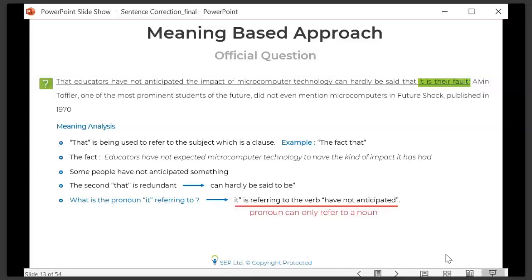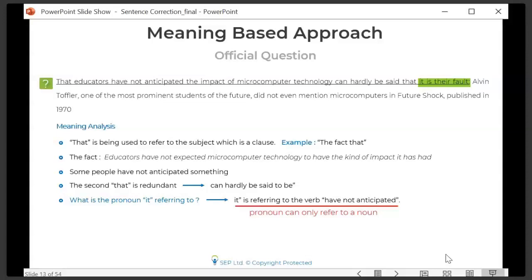So again, this we were able to identify because we were trying to break down the sentence into small pieces and understand the role of each component which is there. And we understood that this component here does not fit. The meaning that is being intended here is that some people had not anticipated something and that is not their fault, okay?